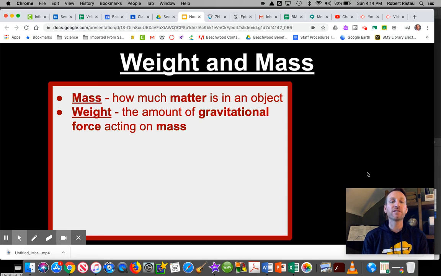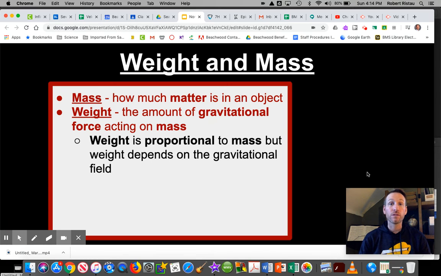Mass is how much matter, the number of atoms, the stuff that makes up an object. So the amount of stuff that makes you up is your mass. The weight is an actual force, and it's the amount of the gravitational force that's acting on that mass. All right? One of the reasons why this can get confusing sometimes is that the weight is proportional to mass. Okay? So in other words, if you have something that is more massive, there's going to be more weight. Something that's less massive, less weight. And so it's proportional that way.